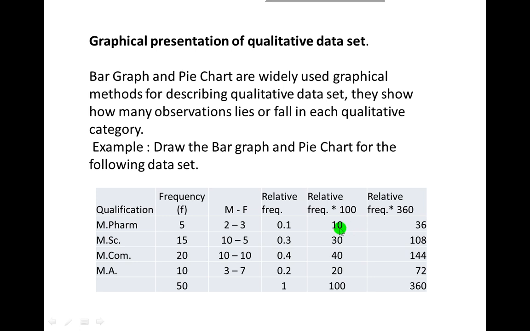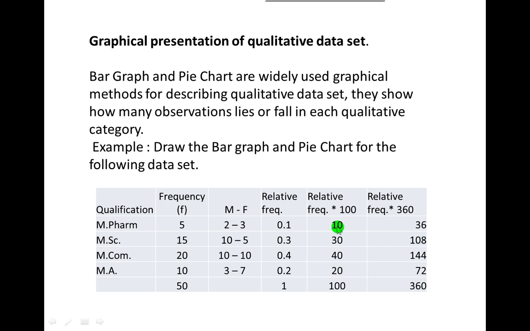So how will we convert the data 5 into percentage? If you multiply each relative frequency by 100, you will convert the data into percentage. 0.1 multiplied by 100 is 10, 0.3 multiplied by 100 is 30, 0.4 multiplied by 100 is 40, 0.2 multiplied by 100 is 20. The sum of the percentages is always equal to 100%. The sum of the relative frequencies is always equal to 1 in probability. 1 or 100%, both are the same.